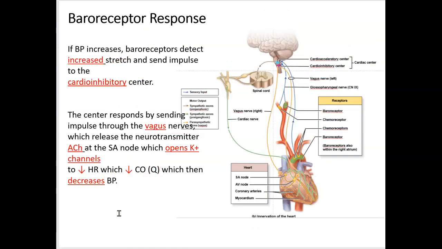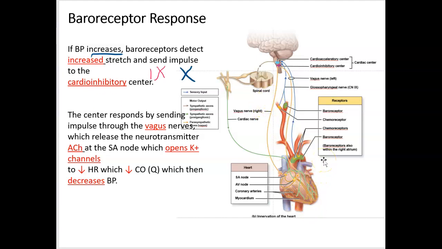Well, what if the opposite happens? What if now your blood pressure goes up? It's too high. Baroreceptors pick up more stretch and they send the impulse up to the cardioinhibitory center this time. So again, we're still going to carry it up there through the vagus nerve and glossopharyngeal nerve. Remember, we still have them in the same location.